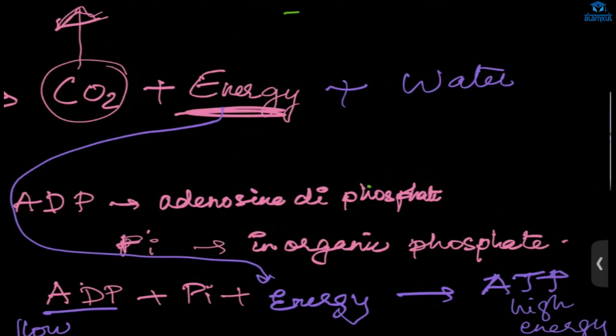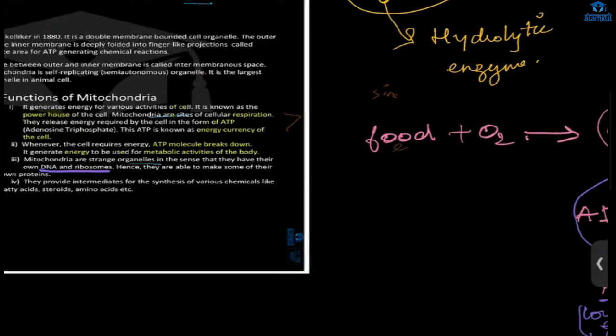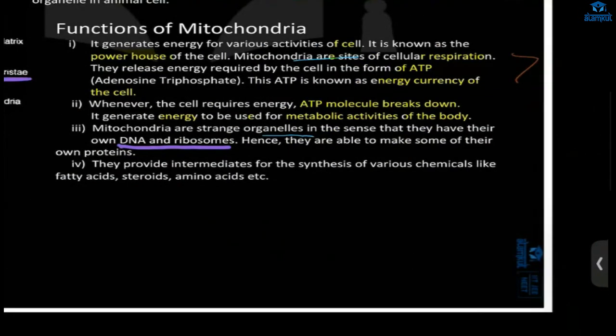Currency helps in all the transactions, right? This ATP also will help in all the activities. If you don't have money, then that work will not be done. Everything works for money. Likewise, this ATP. That's why it is called energy currency.